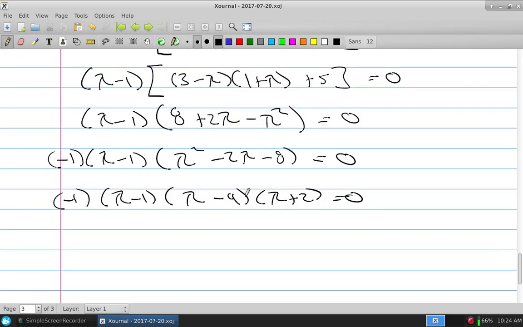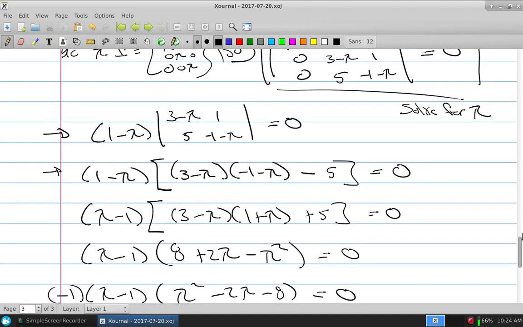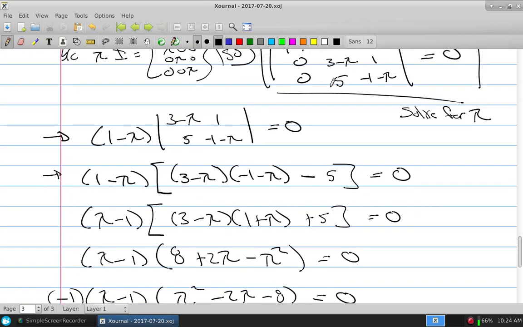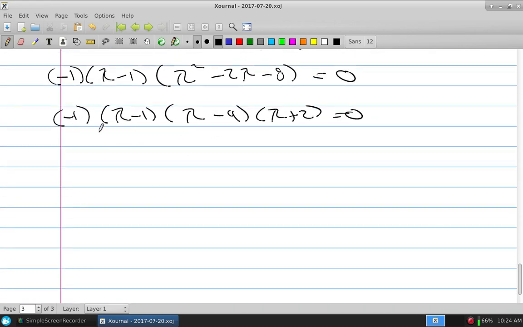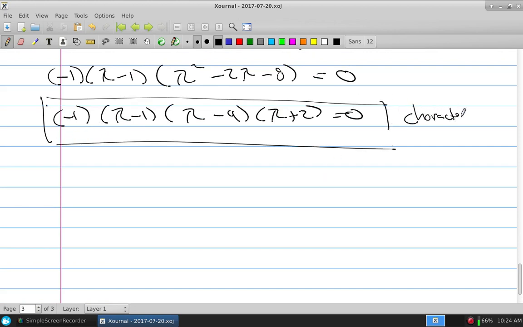What happens here is this will always happen. The determinant will become a polynomial equal to 0. This polynomial on the left-hand side, this is fully factored, and this entire thing is called the characteristic equation. The left of the equation is called the characteristic polynomial. When you take the determinant, you're always going to get a polynomial. And from here, I get lambda 1 is 1, lambda 2 is 4, and lambda 3 is minus 2.